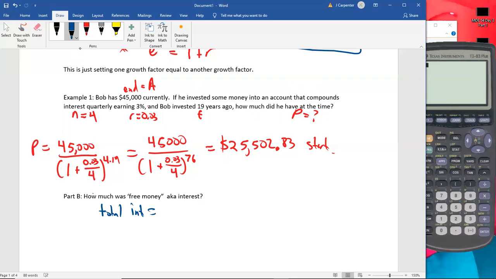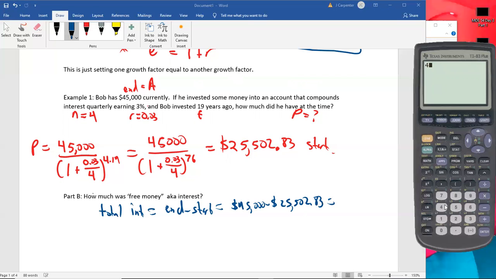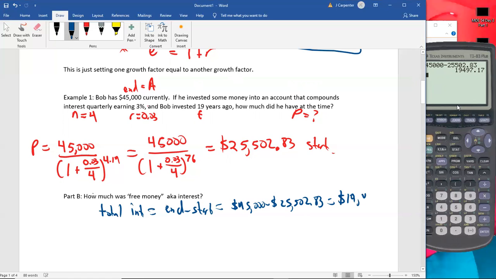And the total interest should be the difference of how much you have at the end and how much you started with. So that would be the 45,000 minus the $25,502.83. And you can feel free to use your calculator for that. 25502.83. And we get 19,497.17. So there's our answers.